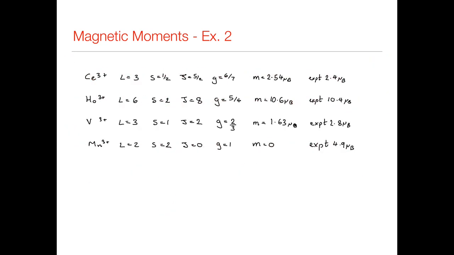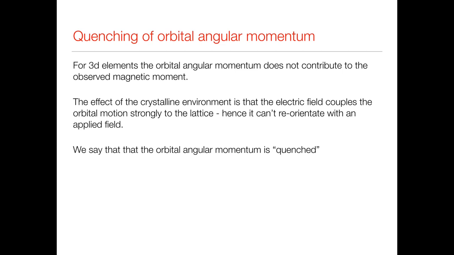Here's a summary of that, although I think that one shouldn't be there. So let's try and understand this. What we find is that for 3D elements, the orbital angular momentum doesn't contribute to the observed magnetic moment.